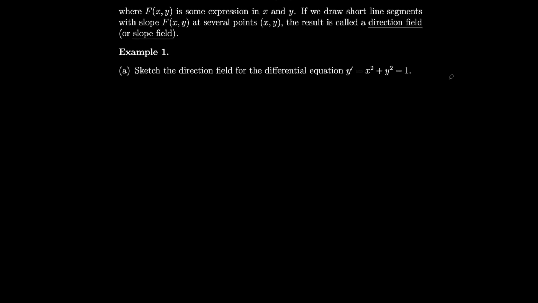So we need to make a little bit of a table. How about we have x, y, and y prime. We can look along the x-axis first, at a bunch of x values with y equal to 0. Let's look at x from minus 2 all the way to positive 2. So minus 2 for x, we plug that in, and we plug in 0 for y. So we end up with 4 plus 0 minus 1. So y prime becomes 3.